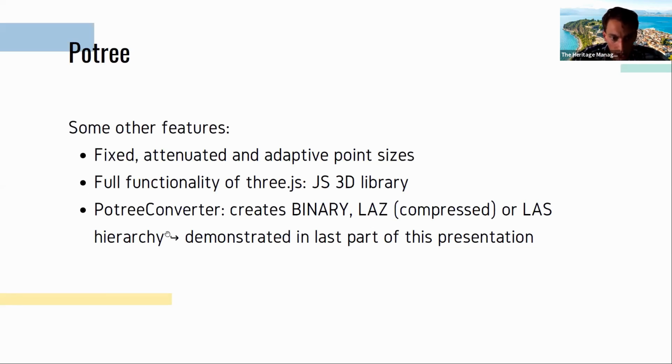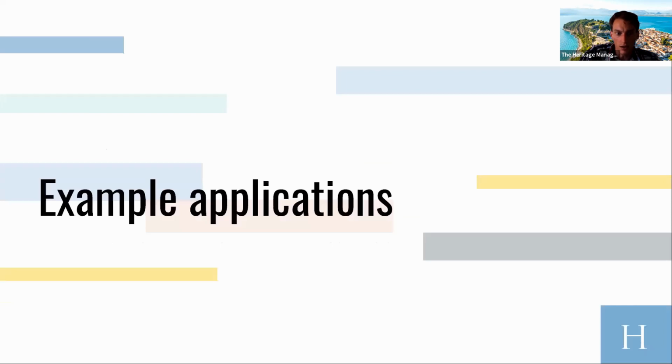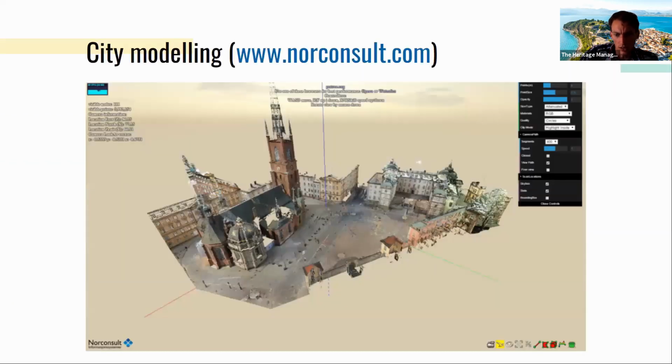And this converter is actually converting your LAS file, so your massive point cloud, to a binary version of the same point cloud where all these tiny little BIN files are generated. The octree is calculated, and then the octree is filled with the points in your point cloud. So that's actually allowing you to have access to these point clouds via your browser.